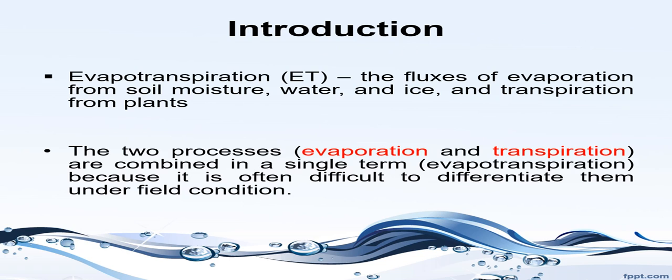I would like to start with the introduction, and I would like to introduce evapotranspiration. Evapotranspiration, commonly abbreviated to ET, is the fluxes of evaporation from soil moisture, water, and ice, and transpiration from plants. The two processes, evaporation and transpiration, are combined in a single term called evapotranspiration.